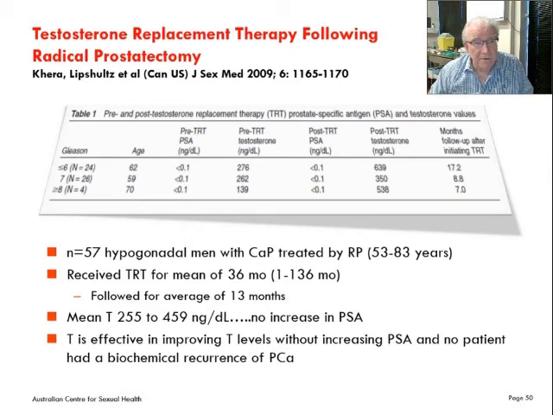This is a study from Mulhall from Baylor, 57 hypogonadal men who had a radical prostatectomy and were treated with testosterone replacement therapy for a mean follow-up of 3 years. Their testosterone predictably increased from a baseline 255 nanogram per deciliter to 459 with no increase in PSA. And the authors correctly concluded that whilst testosterone is effective in improving testosterone levels, it does not cause any increase in PSA. And consistent with that, none of the 57 patients in this study had any biochemical recurrence of prostate cancer.